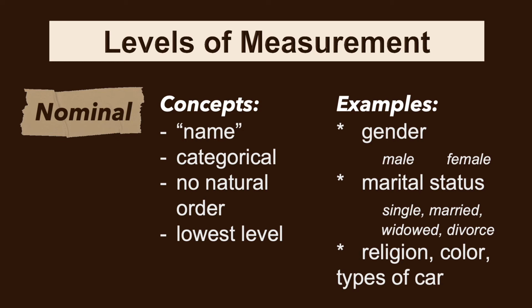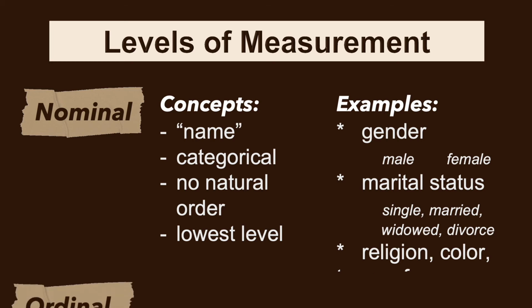This one is the lowest because, example, gender. Can you say that male is better than female? Or let's have it the other way around. Can you say that female is better than male? No. You cannot arrange nominal class. However, you can categorize them. That is nominal level of measurement.